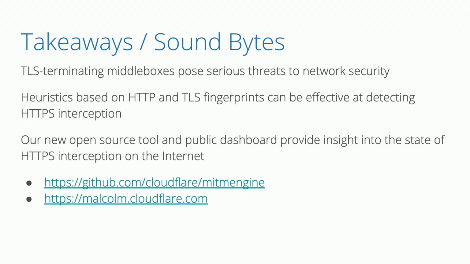The second takeaway from the talk is that heuristics based on HTTP and TLS fingerprints can be effective at detecting HTTPS interception. Detecting when interception occurs is a first step to holding middleboxes accountable. This is especially important for clients who may not even know that their connection is being intercepted, as in the case of the citizens of Kazakhstan.